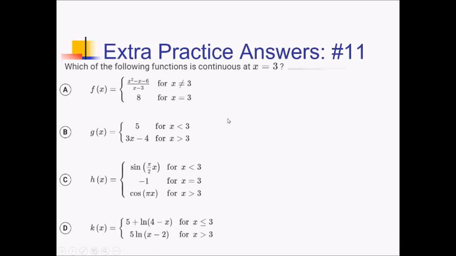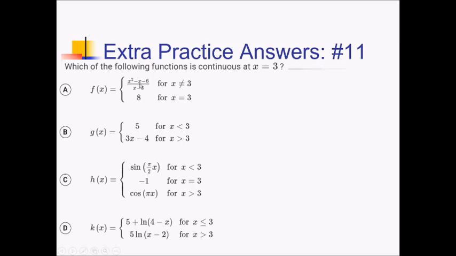For this problem, we want to know which function is continuous at x equals 3. So yeah, we got to test all of these for continuity. Let's start with the first one. So let me try out the limit as x approaches 3. To get that limit, I have to use the rule for x not equal to 3. If you're trying to approach 3 from the left and the right, you're basically going to have to use values of x that are not 3.